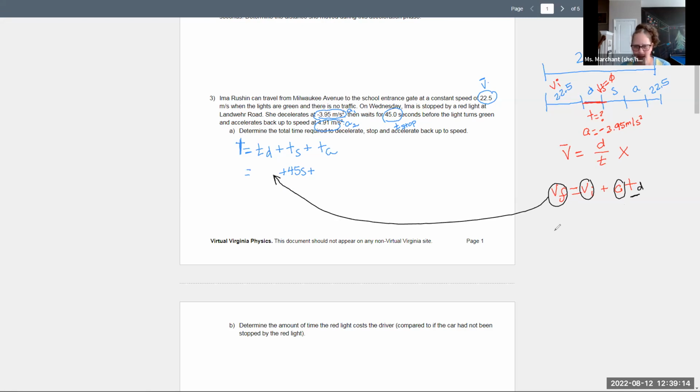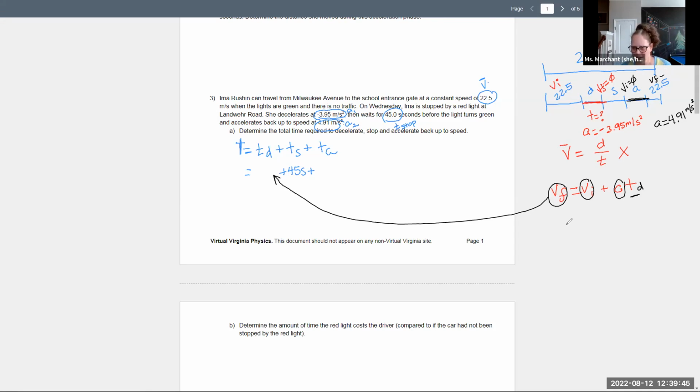And TA, what's happening in this case? Okay, that's this little segment here. I know my acceleration, 4.91 meters per second squared. What else do I know? I'm stopped over here, so in this case, my velocity initial equals 0. And the 22.5, that is my velocity final.